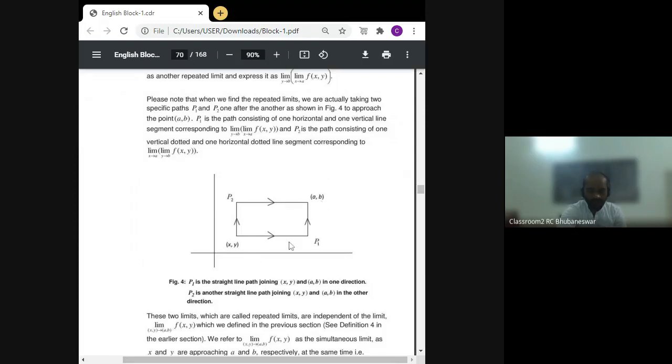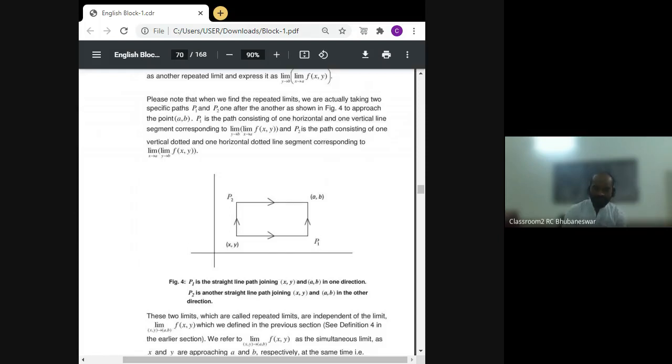So according to the figure, we have taken two paths. First path is P1 and second path is P2. So if we calculate the limit with respect to path 1 and with respect to path 2, if both exist and both are equal, then we can say that yes, the limit of the function exists and is equal to that particular value.